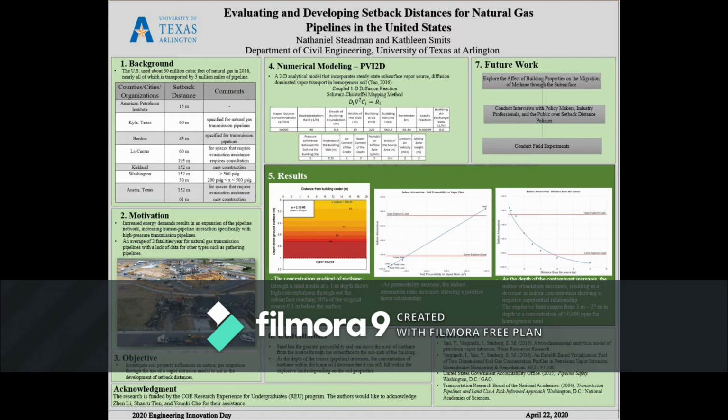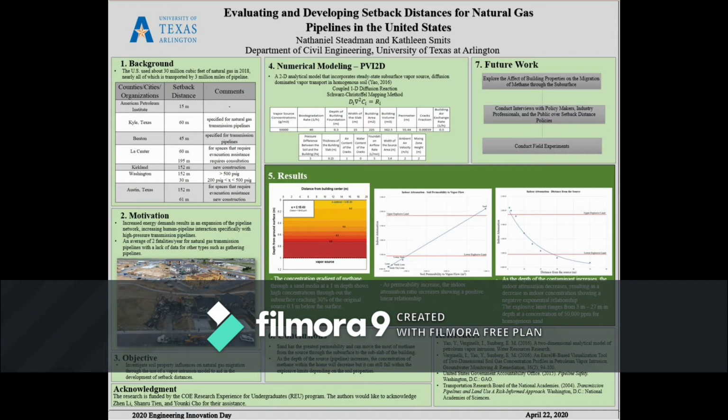To begin with, I first want to define what a setback distance is, which is the minimum distance from the target building to the center line of a pipeline. This is a policy that falls under land use, so it is under the jurisdiction of local municipalities such as counties and cities. As you can see here from the chart, the setback distance ranges from anywhere from 15 meters to 152 meters. In addition to this, there are also a lot of municipalities that do not even have setback distances, which is due to a lack of data and lack of research available for policymakers and voters to understand the situation at hand.